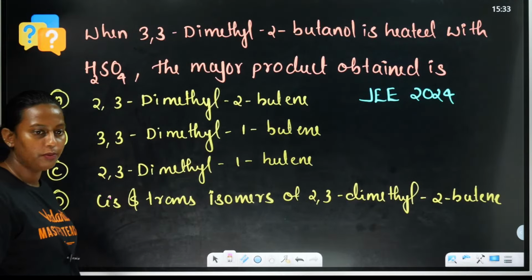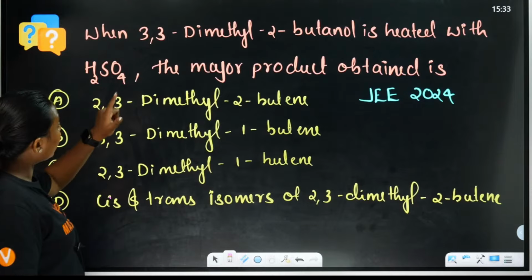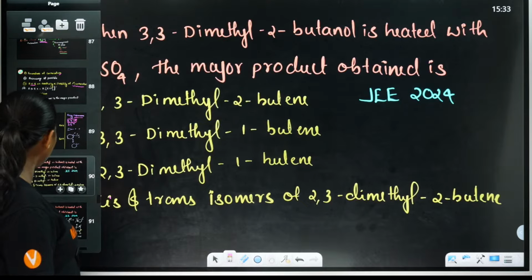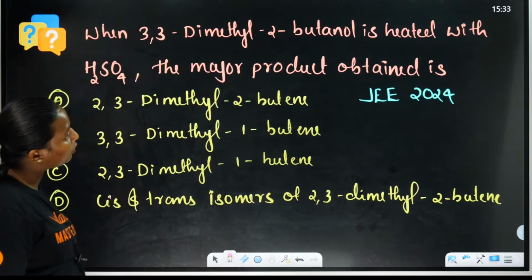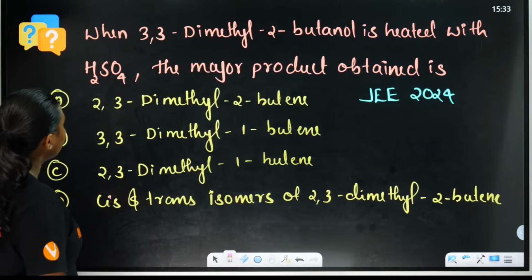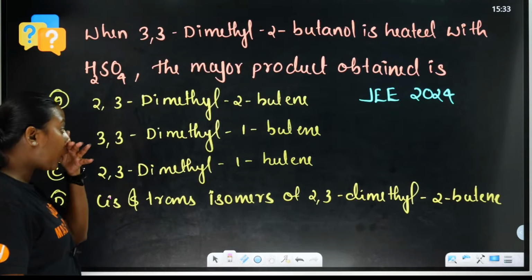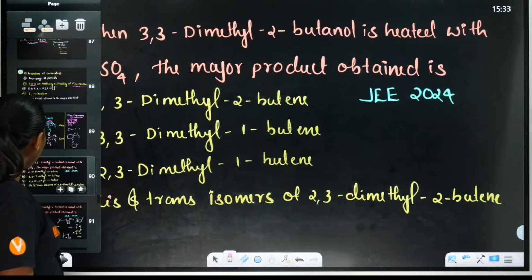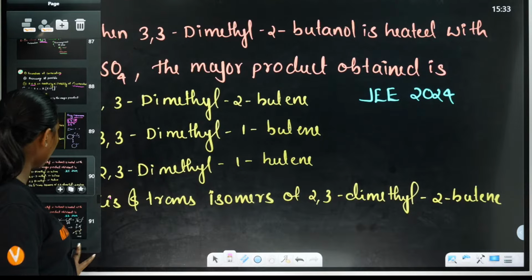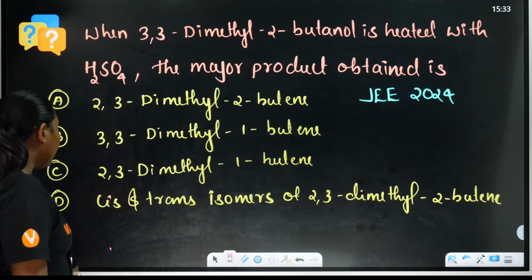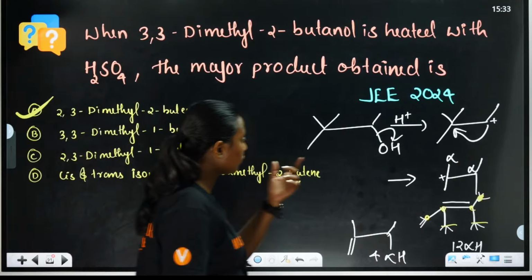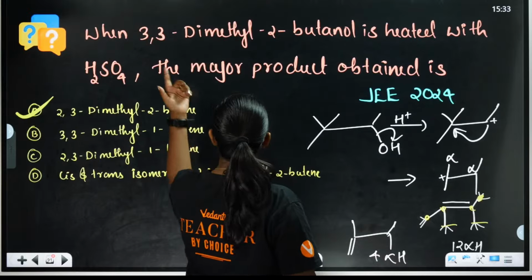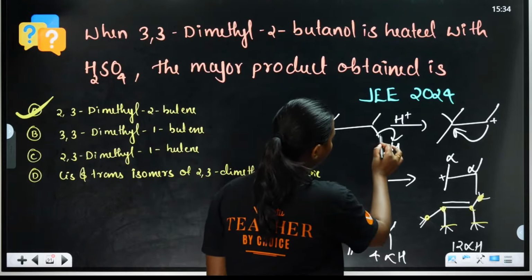So when 3,3-dimethyl 2-butanol is heated with H2SO4, the major product obtained is, okay, the major product obtained is... the correct answer is A. So I will tell you the explanation. The explanation is also here. So this is actually 3,3-dimethyl 2-butanol.